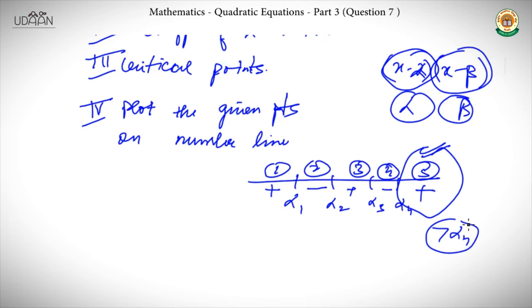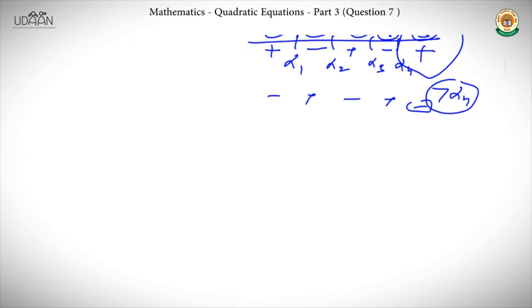If the value comes to be greater than or equal to 0, we put it positive, then it will be a root only. And if the value comes to be negative, we put a minus here. And if it is a minus, then the sign goes like minus, plus, and minus. Okay, so this is the wavy curve method.